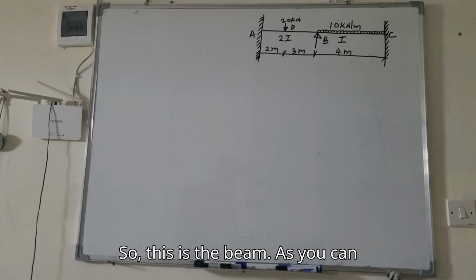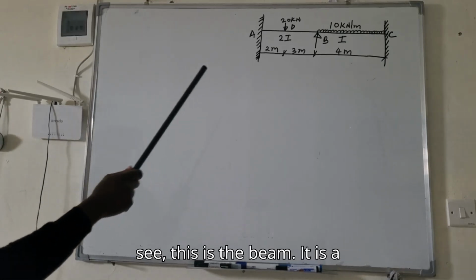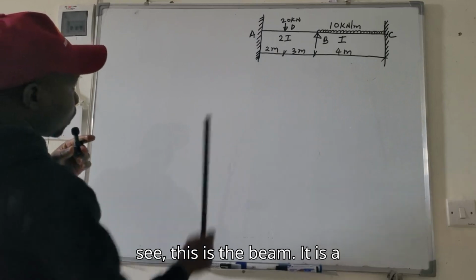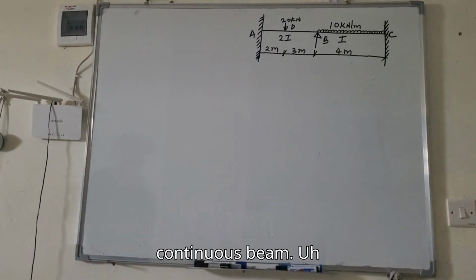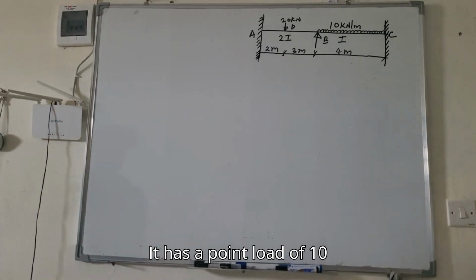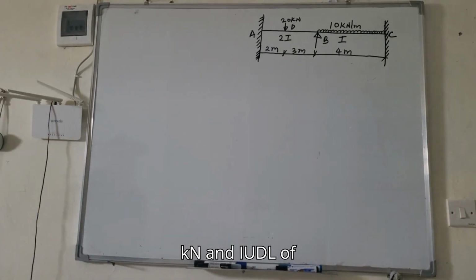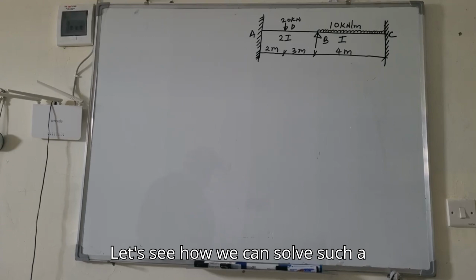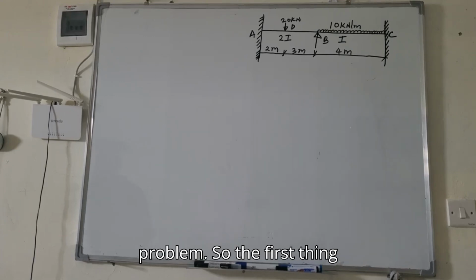So this is the beam. As you can see, it is a continuous beam. It has a point load of 10 kilonewton and a UDL of 10 kilonewton per meter. Let's see how we can solve such a problem.